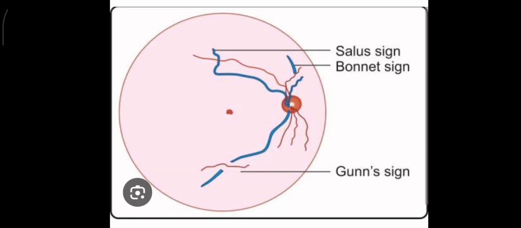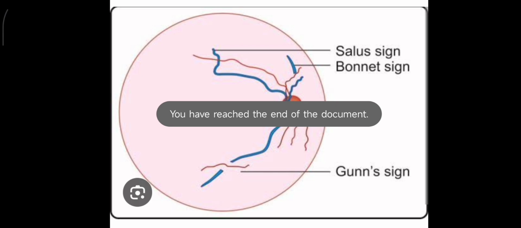This is your chronic hypertensive retinopathy, where it shows 3 signs: Salus sign, Bonnet sign, and Gunn sign. Salus sign is nothing but the deflection of the blood vessel, and your Bonnet sign is nothing but the banking of the vein over the AV crossing, and your Gunn sign is nothing but the tapering of the blood vessel. So thank you.